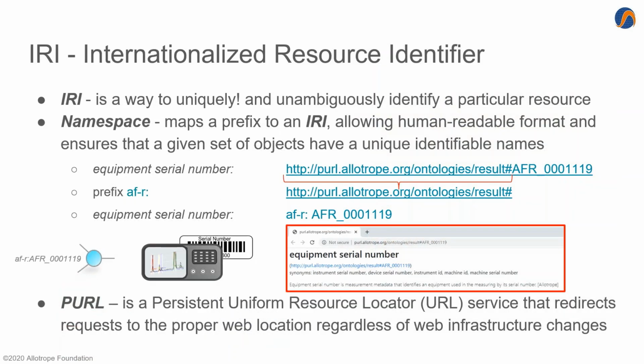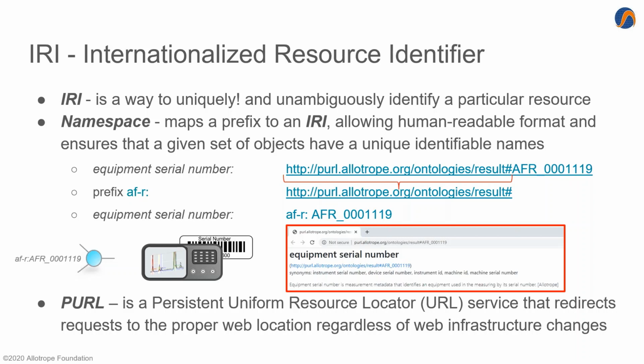So now back to the IRI. The IRI, the International Resource Identifier, is a way to uniquely and unambiguously identify particular resources. We're using a namespace to map a prefix to an IRI, allowing a human-readable format, and ensuring that a given set of objects have a unique identifiable name. In this example, we'll use the example of equipment serial number across this presentation.